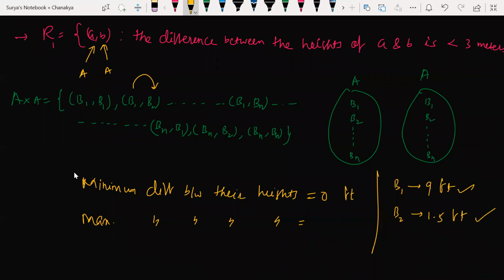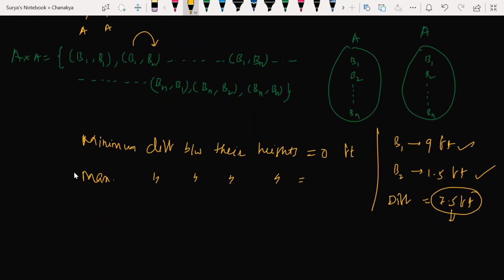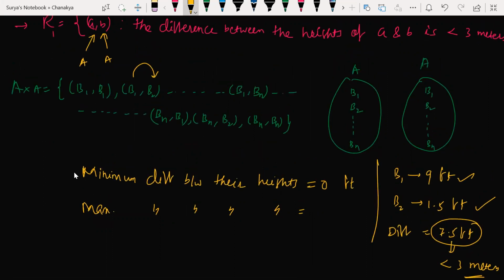So let's take that the second person is 1.5 feet, the first person is 9 feet. What is the difference between B1 and B2 now? 7.5 feet. Yes, sir. 7.5 feet is still less than 3 meters or not? Yes, sir, it is less than 3 meters. So now you take any case. I can write that this ordered pair is possible, this ordered pair is also possible. Every ordered pair will give you the matching condition to the given relation.